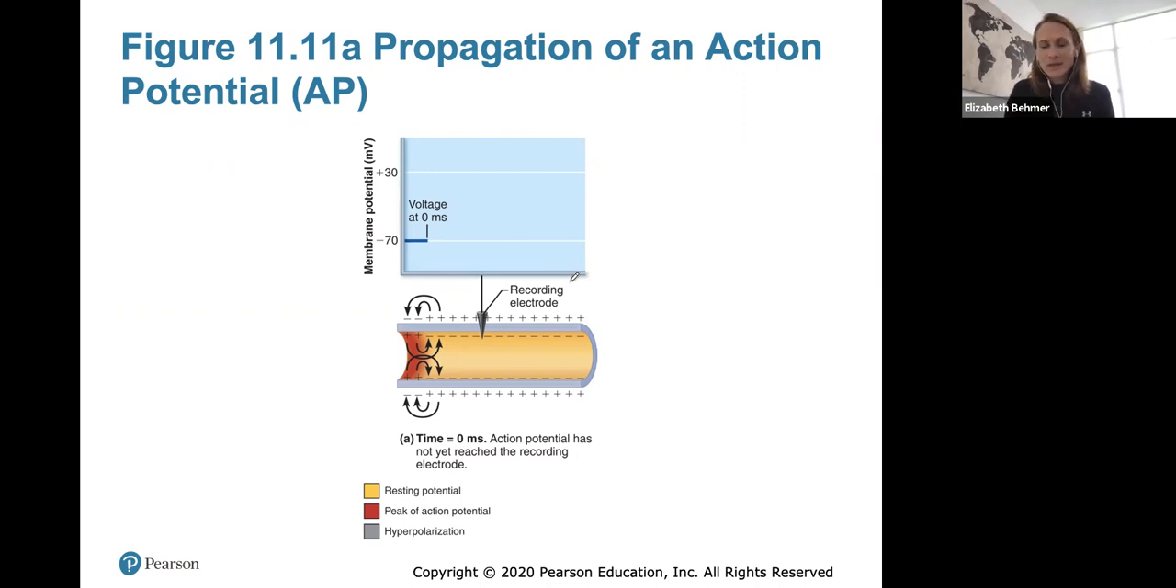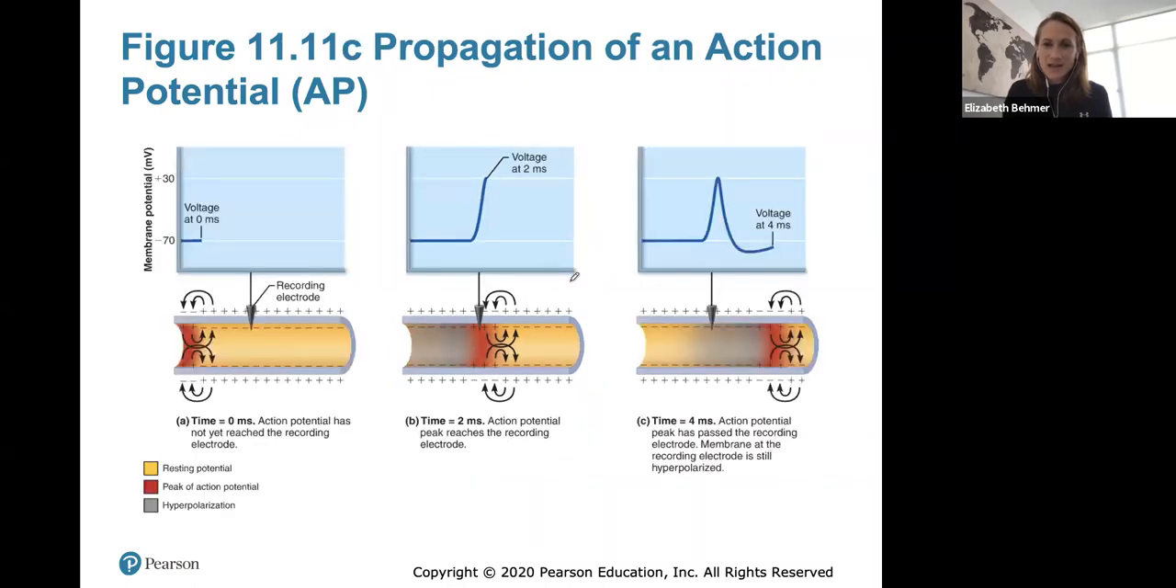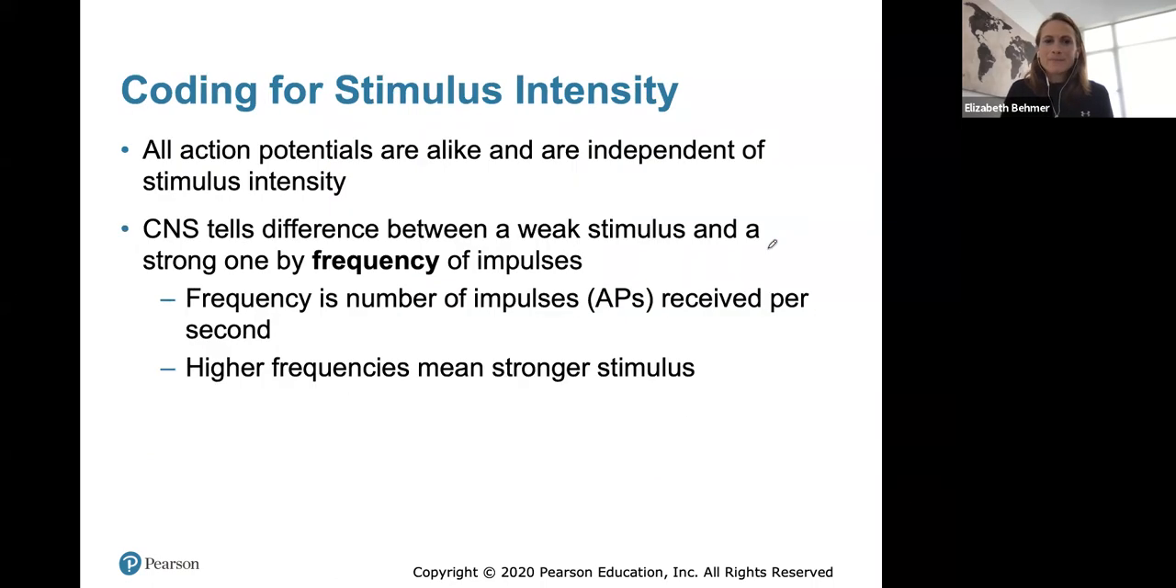So here is showing the generation of an action potential at resting. Here's the depolarization occurring down the axon. And again, further, we see the hyperpolarization peak. Here's an electrode recording the inside of the membrane potential at resting, during depolarization, and then back at resting again after we went through repolarization and back up.